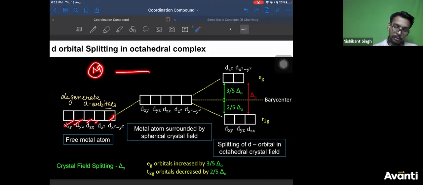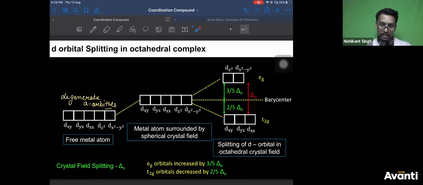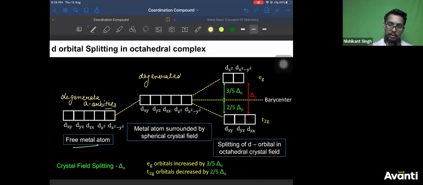When the ligand comes, it brings electrons. So the electrons of the metal and the electrons of the ligand start repelling. So due to repulsion, the energy increases. So the energy in the presence of ligand will increase. So this is degenerate d orbitals of the free metal atom. This is degenerate d orbitals. Degenerate d orbitals with ligand. They are with ligand. Correct?